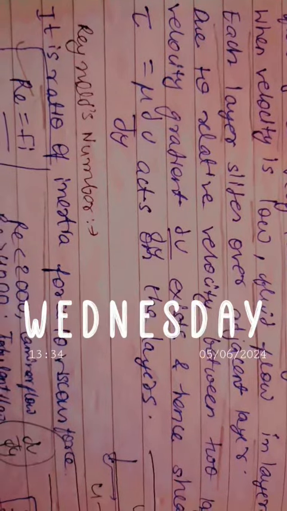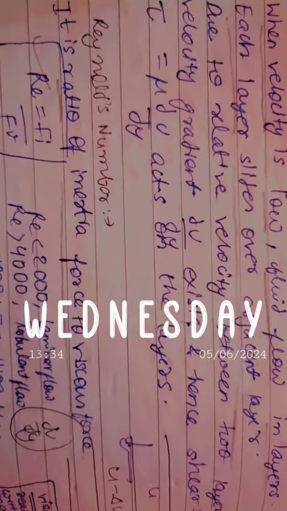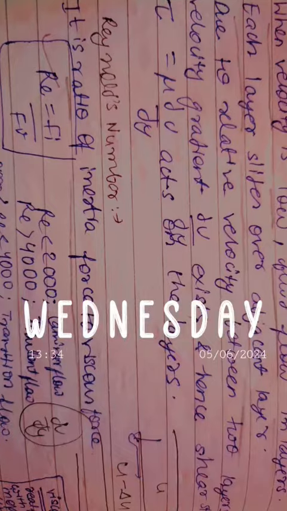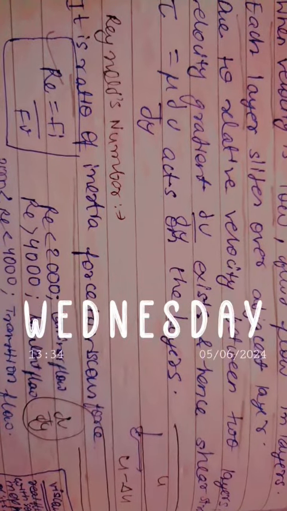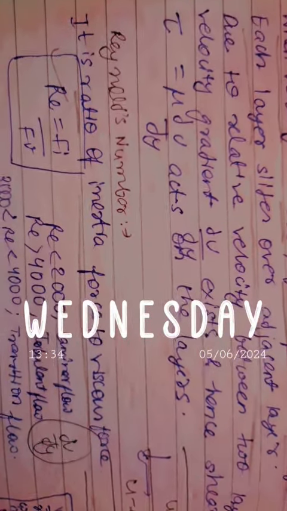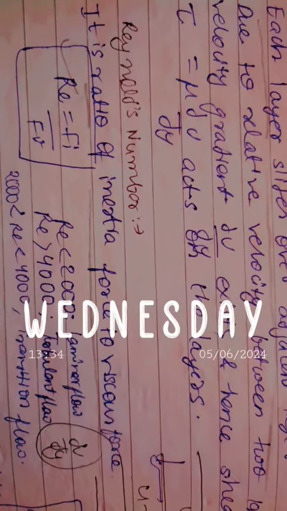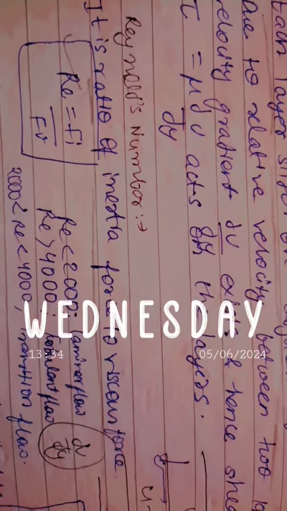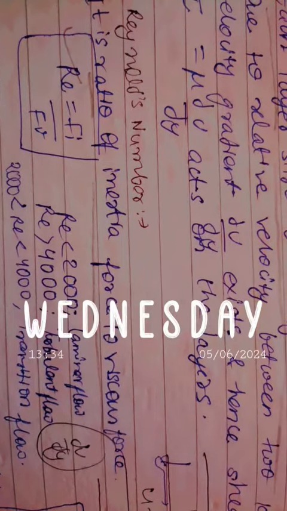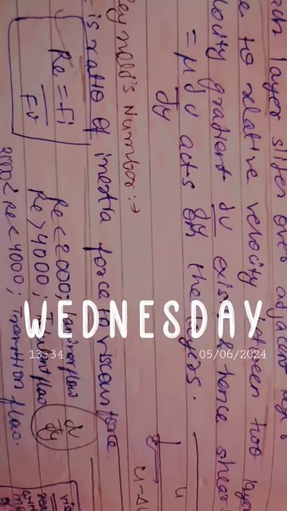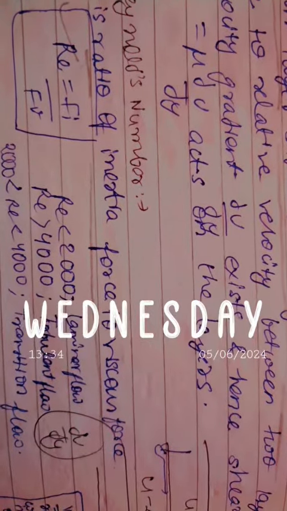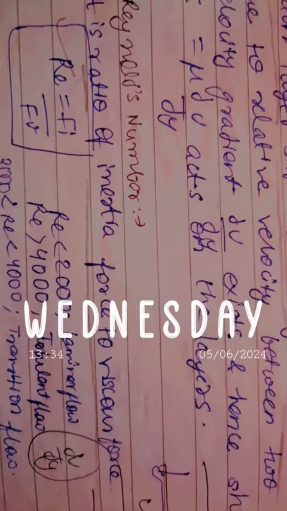Due to relative velocity between layers, a velocity gradient du by dy exists, and hence shear stress, denoted by tau, arises. Tau is equal to mu du by dy and acts on the layer.